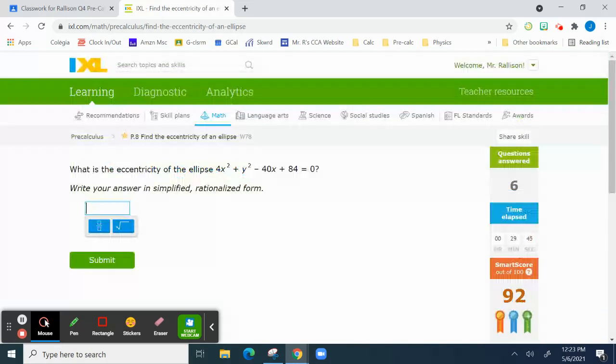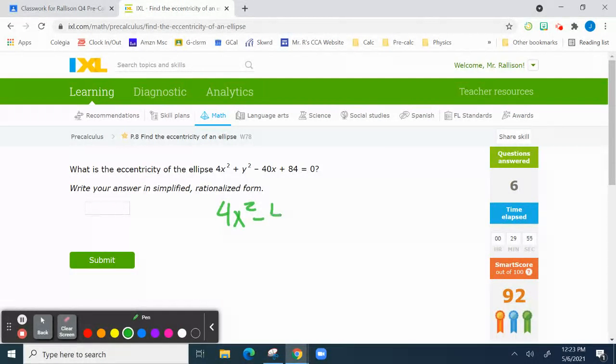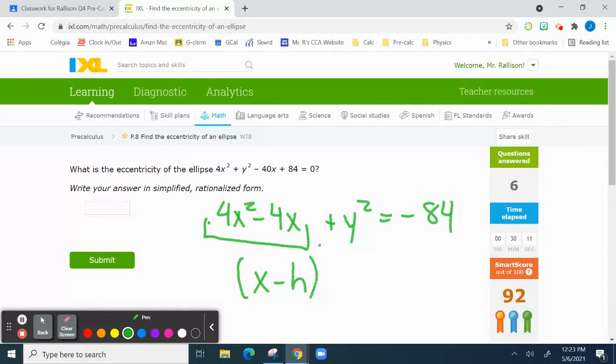Oh, challenge zone, what are they going to make us do there? Okay, so there, the only thing is, again, you got to complete the square, right? So you're going to have 4x squared minus 40x, and then you're going to complete the square on that, plus y squared equals negative 84. And you have to do the completing the square thing again to get an x in this kind of form, right? And then whatever this is. And that's that. All right, there you go.